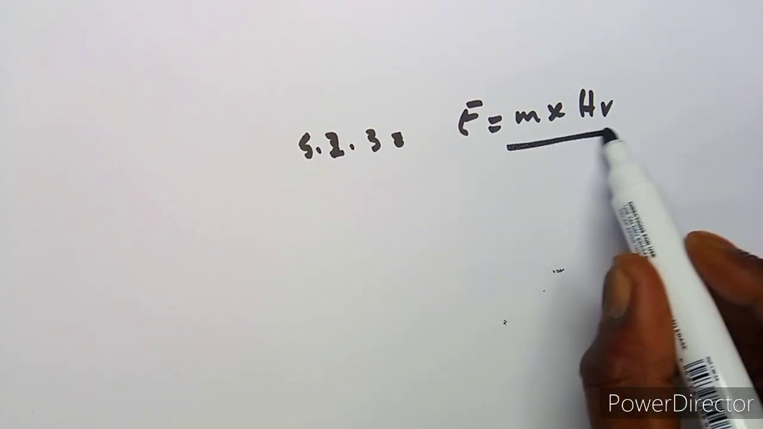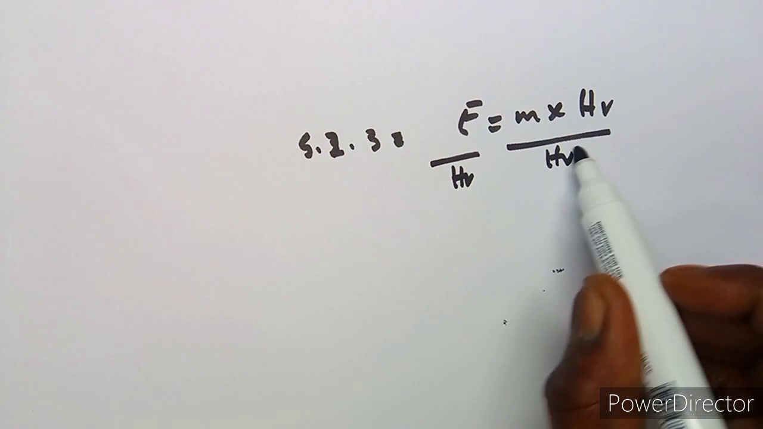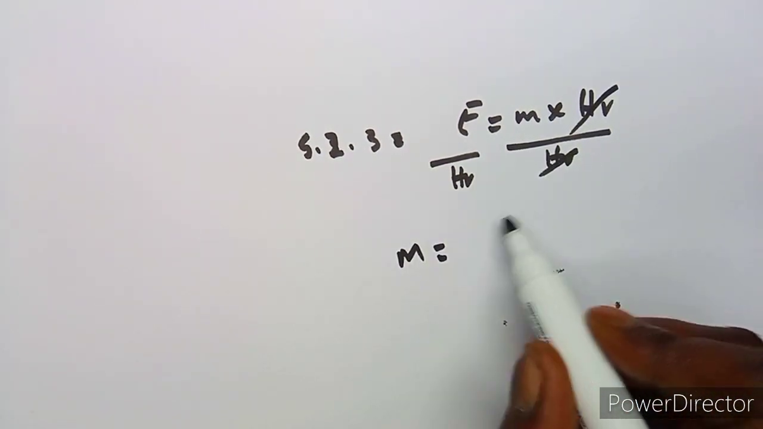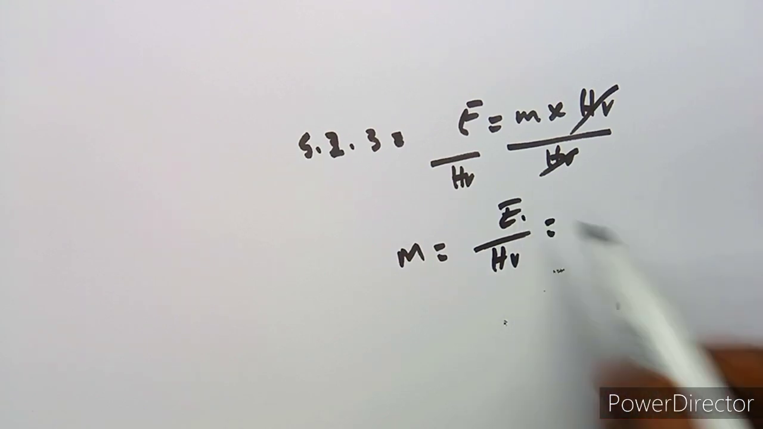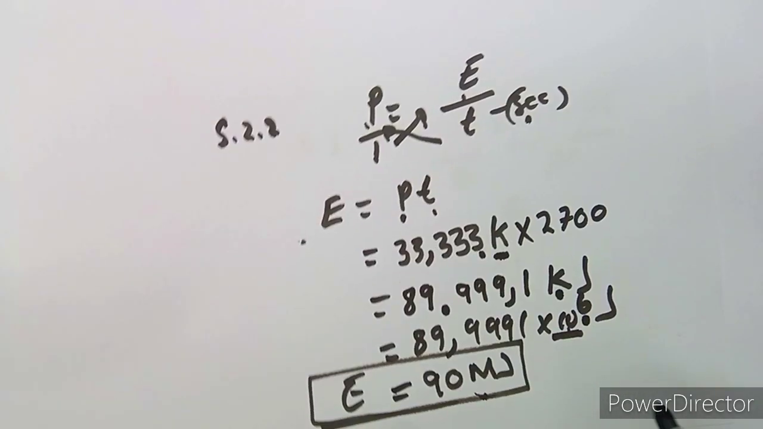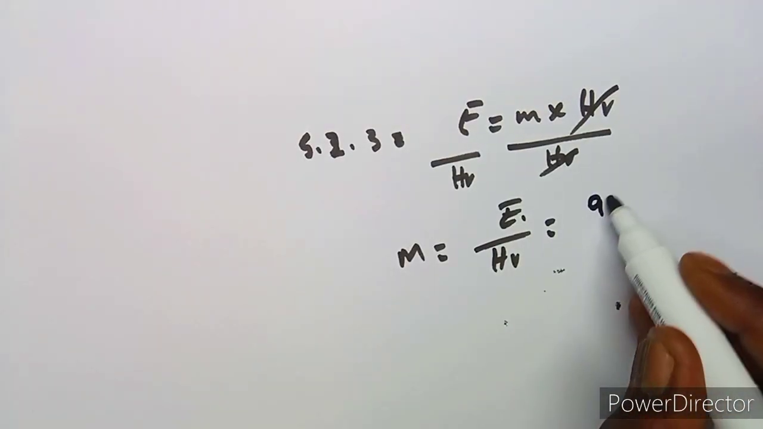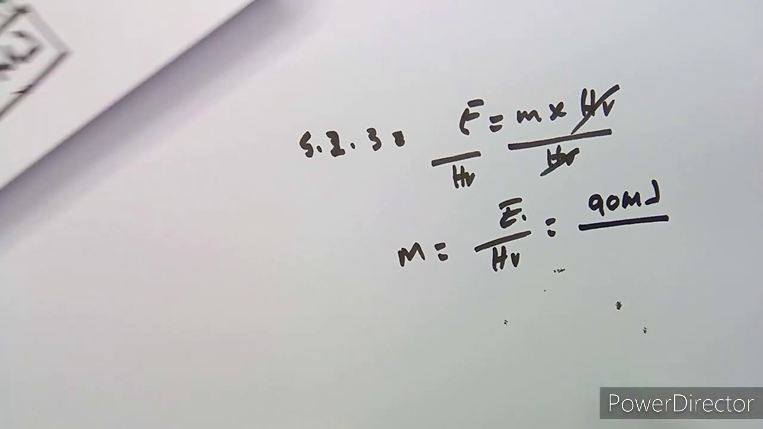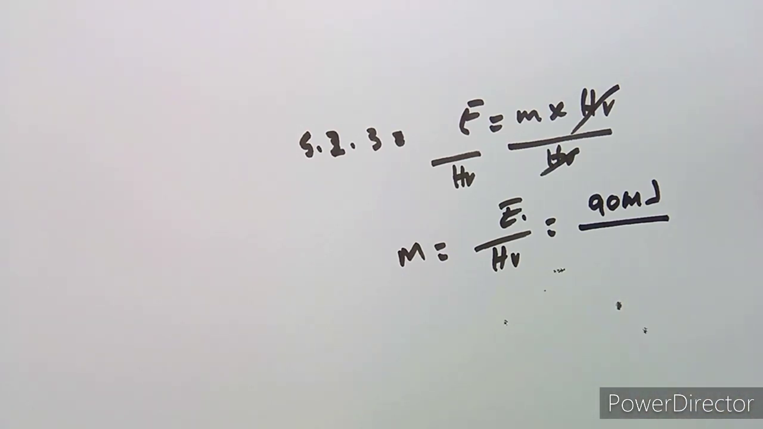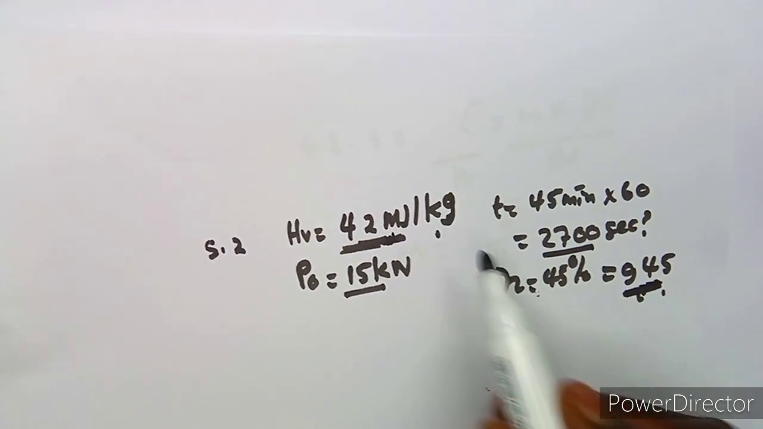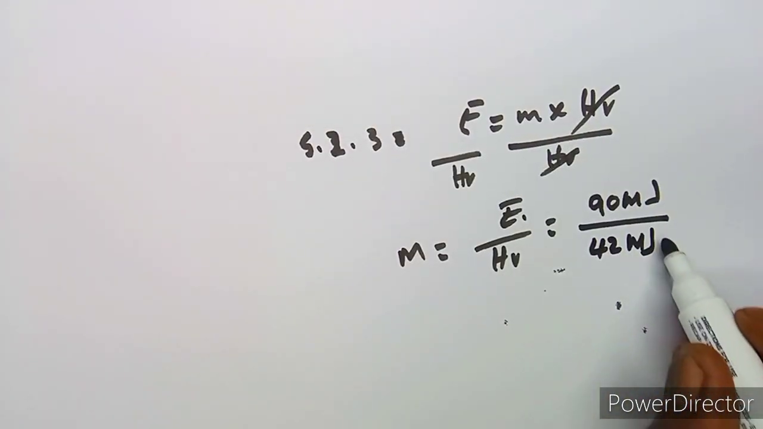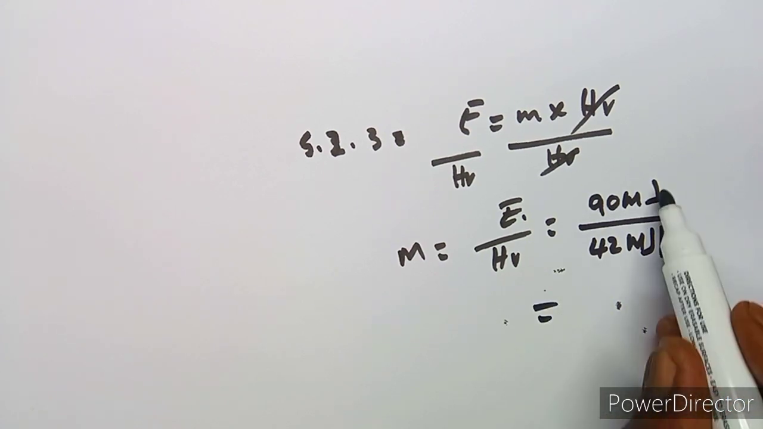So if it is equivalent to mass times heat value, therefore let us find the mass by dividing by heat value, which is our mass is going to be the energy over the heat value. Remember now, you see where we have to use this. So remember, we obtained 90 megajoules. So it's going to be 90 megajoules over the heat value, of which our heat value is 42 megajoules per kg. So definitely our answer is going to be kg, because this will cancel.